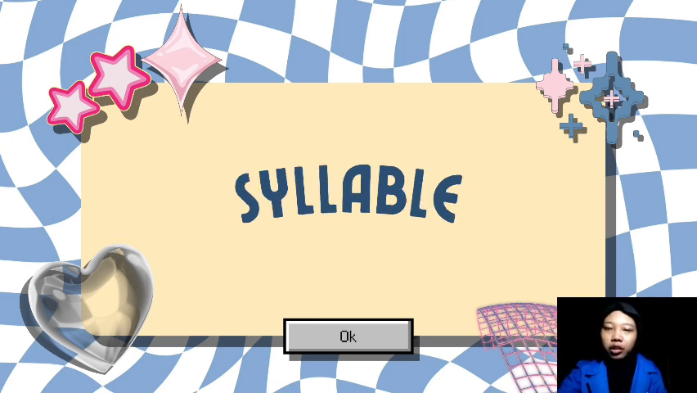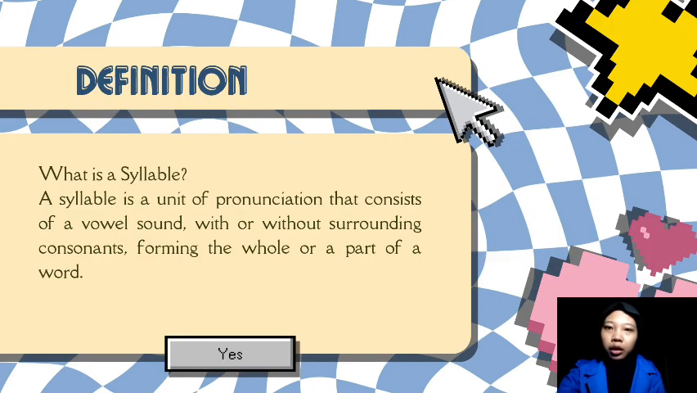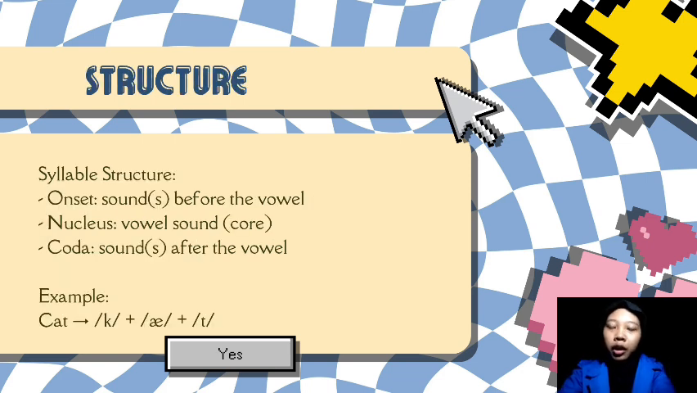First, let's start with syllables. A syllable is a unit of pronunciation that consists of a vowel sound with or without surrounding consonants. A syllable can form a whole word or part of a word. In English, syllables have three main parts.